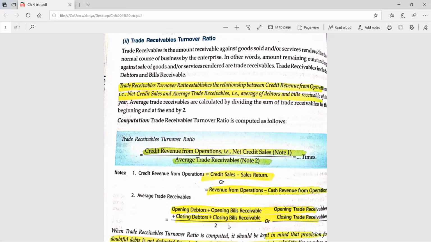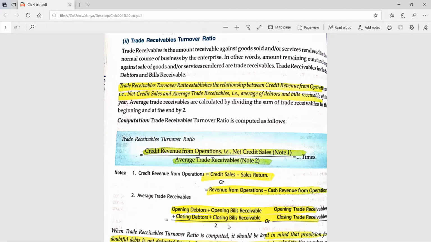Trade receivable turnover ratio. So I told you that in turnover ratios, there are 4 types of ratios. One we have already done, that was the inventory turnover. And today we'll be doing trade receivable turnover ratios. So trade receivable basically are related with the debtors and the trade bills receivable. Combinedly, they both are known as trade receivable. So the formula for calculating trade receivable turnover ratio is, we know that the trade receivable means which are related to the credit sales only.